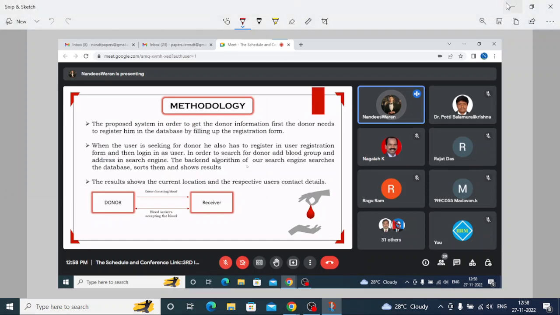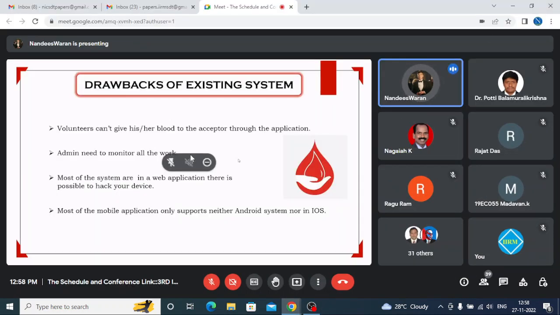There were several applications like our project, but there are many drawbacks in them. Here are some major drawbacks that I figured out. Volunteers can't give their blood to the acceptor through the application. Admin needs to monitor all the work. Most of the systems are web applications. There is a possibility to hack your devices. Most of the applications support only Android or only iOS, not both.